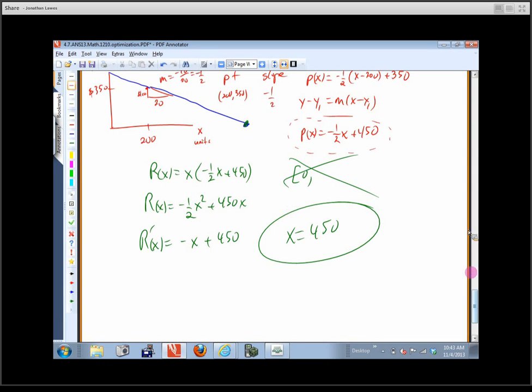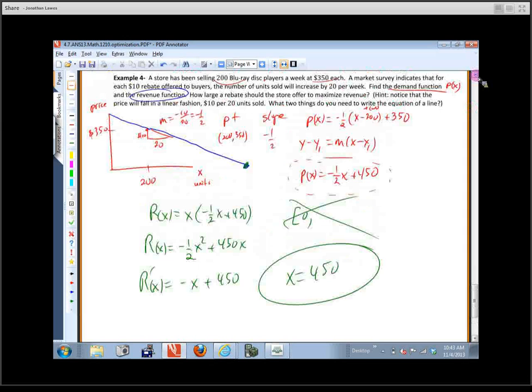Okay, does that answer the question? How large a rebate? That doesn't answer the question. That says, in order to maximize the revenue, we want to sell 450 of them, smack dab in the middle between 0 and the 900. So the question is, if you want to sell 450 of them, what price do you need? Well, if you're only selling 200 of them now at 350, you've got to lower your price to get more people to buy them. How much do we need to lower our price?